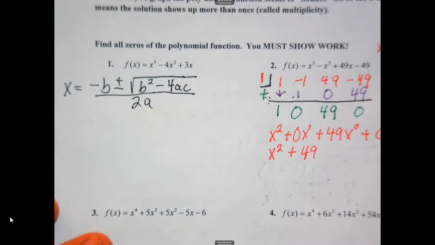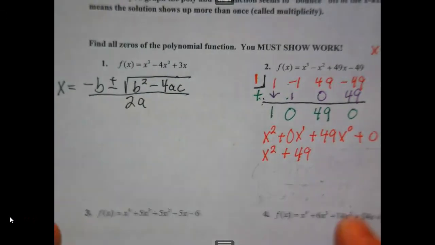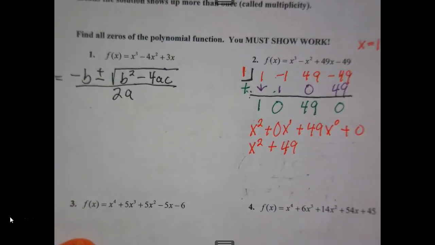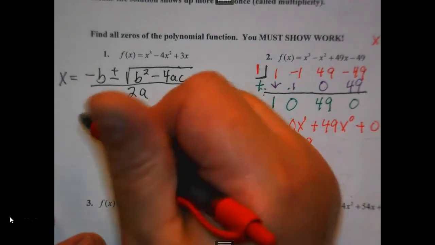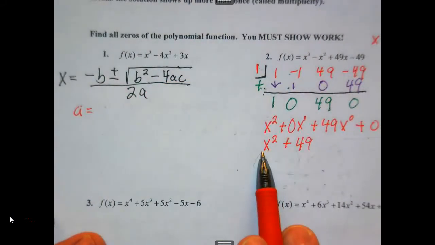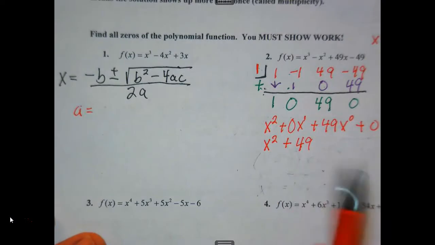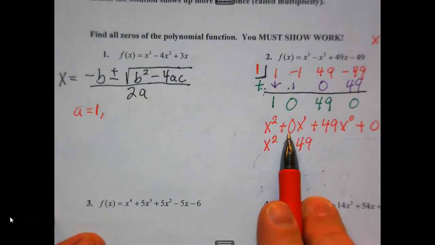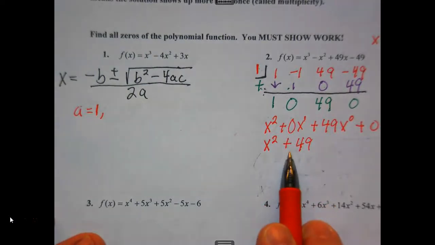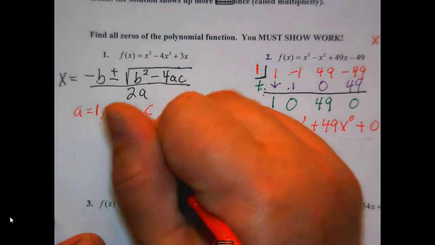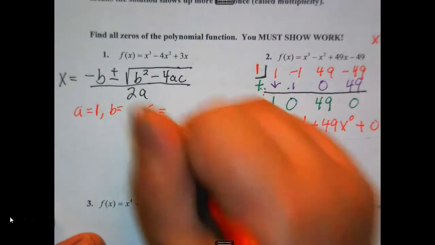Okay, what's my a? Same problem. Still working on it. We haven't found the zeros yet. A is what? A is 1. B is what? Nope, that's C. Yeah, B is 0.